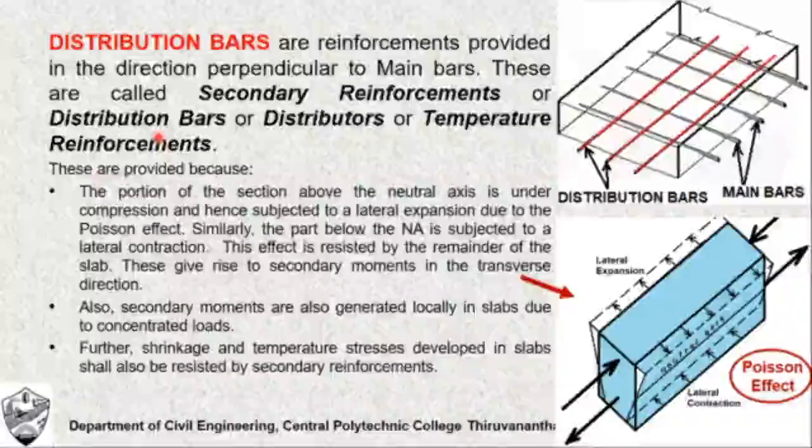Further, there are other reasons too. These distribution bars will be used to resist the effect of temperature as well as shrinkage in slabs. As you know, due to change in temperature in the field conditions, the slabs can expand or contract, and as a result stresses may develop, and to resist such stresses we need reinforcements. These distribution bars will further serve as temperature reinforcements to resist such stresses. The stresses induced due to shrinkage of concrete will also be resisted with the help of secondary reinforcements.